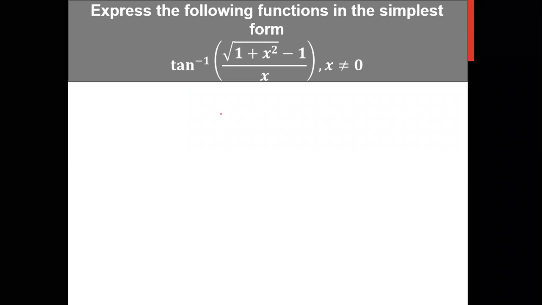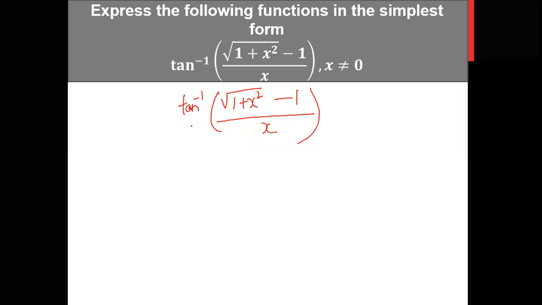Okay, fine. So this is your next question. You have to express all the coming questions, whatever they might be, in the simplest form. So we have tan inverse of square root of 1 plus x square minus 1, divided by x.